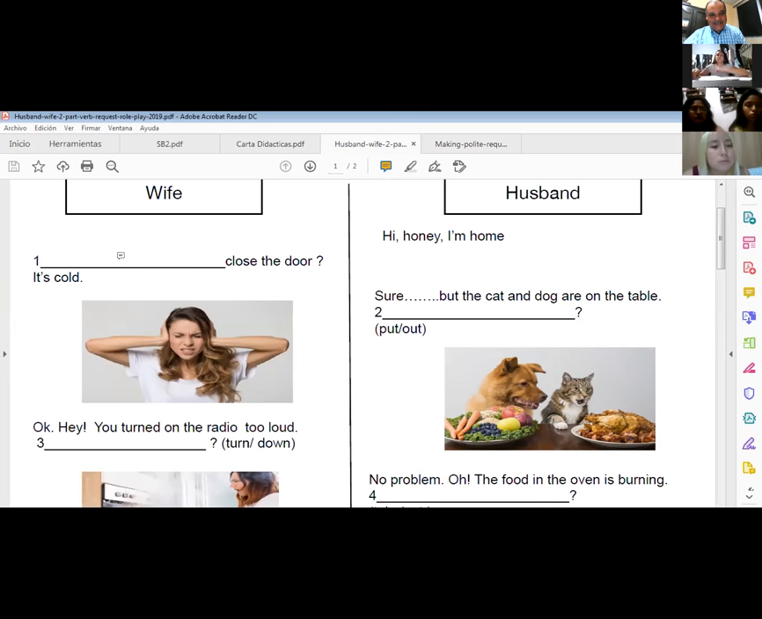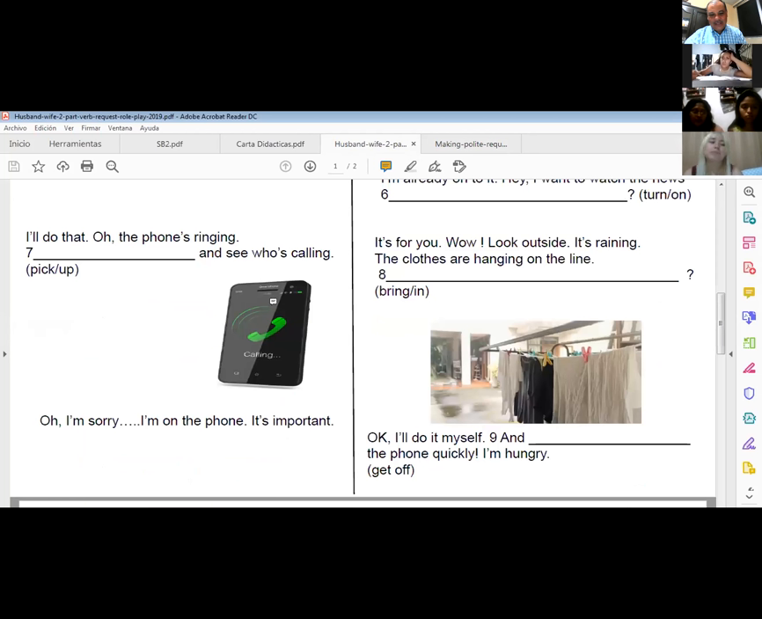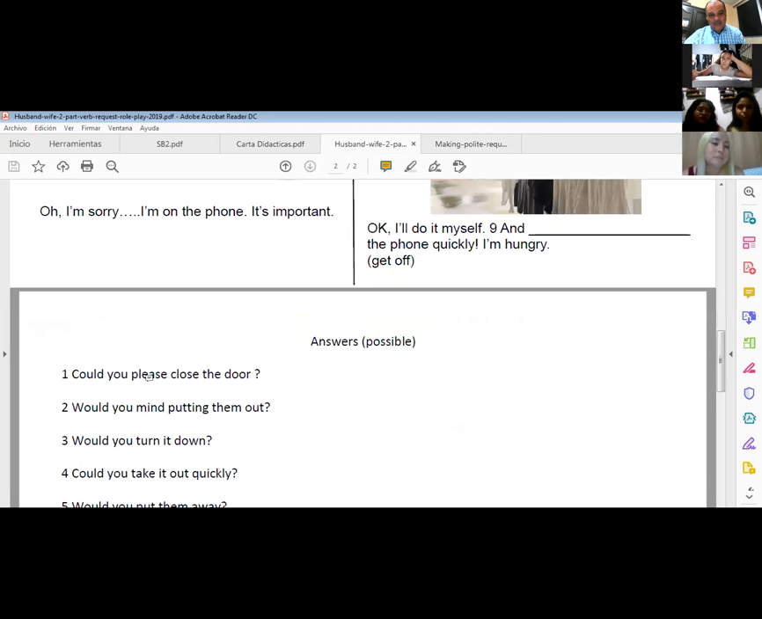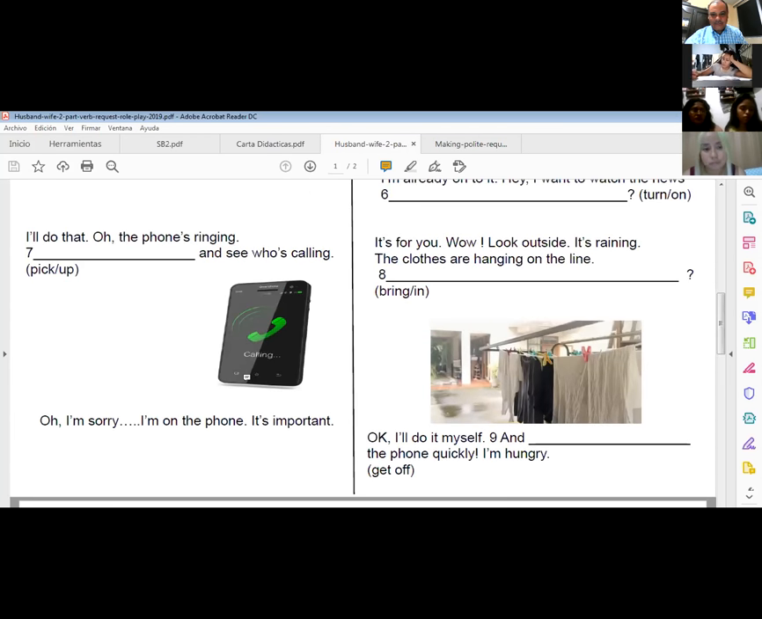Could you like close the door? Would you please close the door? Or informal, can you please close the door? It's cold, okay? And look at the answer right here. Could you please close the door? Or informal, can you please close the door? But number two.